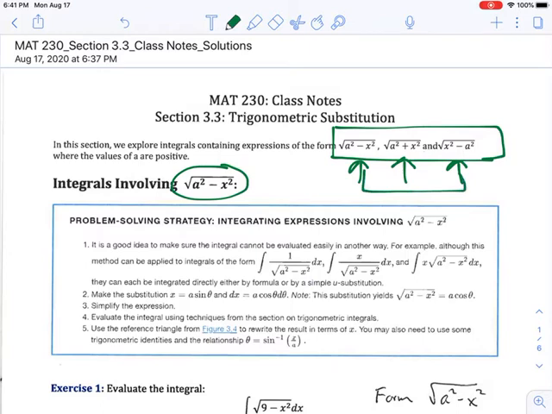So let's take a look at integrals involving the square root of some constant squared minus x squared. As usual, these boxes are not always the easiest things to read, but I'm just going to go over a couple of things here, and then we'll jump right into an example. The first thing we want to do is see if we have this particular square root in an integral. Here's a pretty basic example: the integral of 1 over the square root of a squared minus x squared.